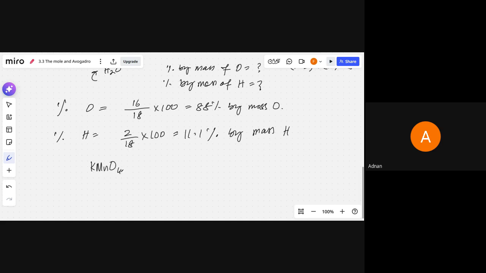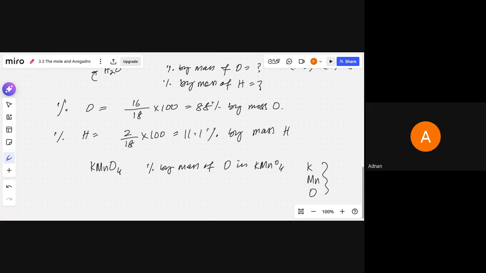Let me give you a question. For KMnO4, what will be the percent composition, the percent by mass of oxygen in KMnO4? Remember, K is a different element, potassium, Mn is manganese, and O is oxygen. So solve this and leave the answers in the comments below.